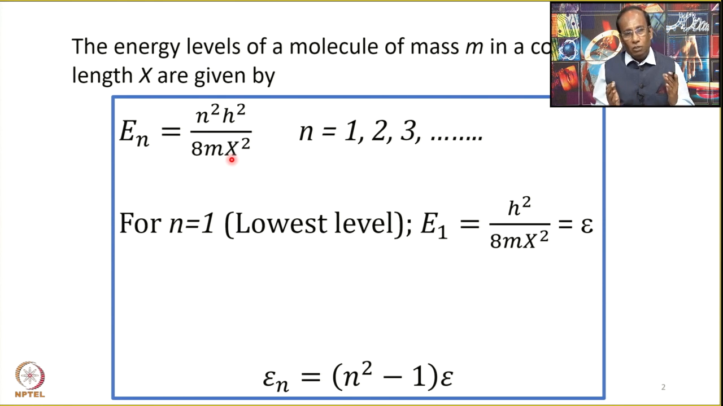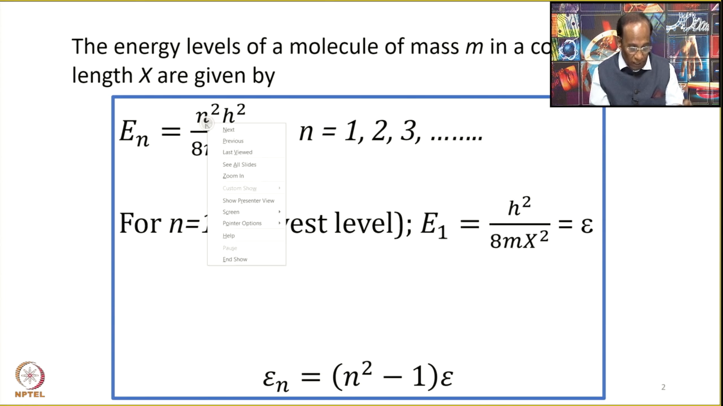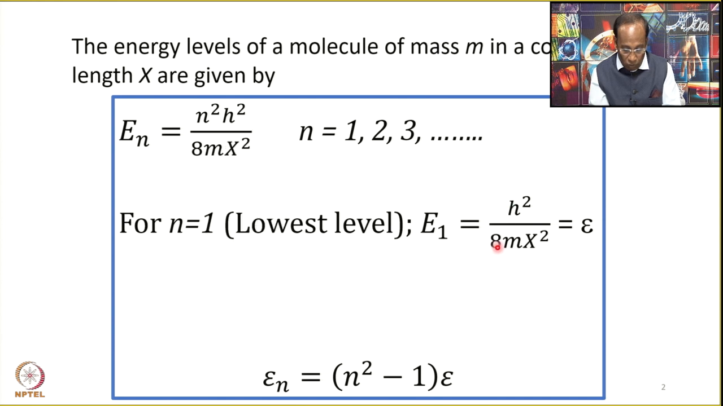Now I refer back to our original discussion, where we talked about the ground state. We set the value of energy of ground state equal to zero. So how do we bring that modification over here? Here the lowest state corresponds to n equal to 1. So what is n equal to 1? For n equal to 1, the lowest level E1, you substitute n equal to 1, so you have h square over 8mx square. And let me write this equal to epsilon. This is the energy of the lowest level.